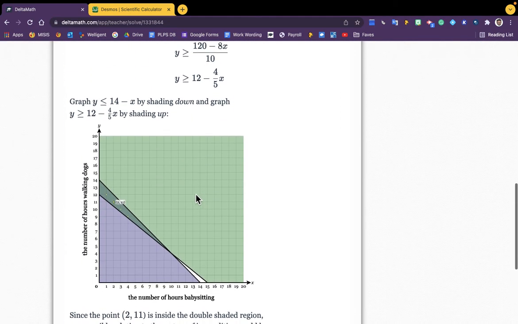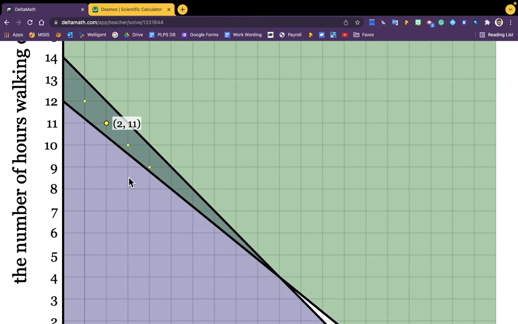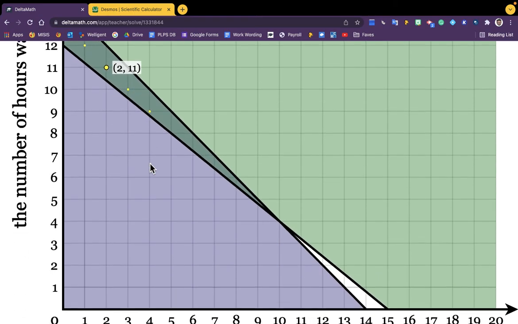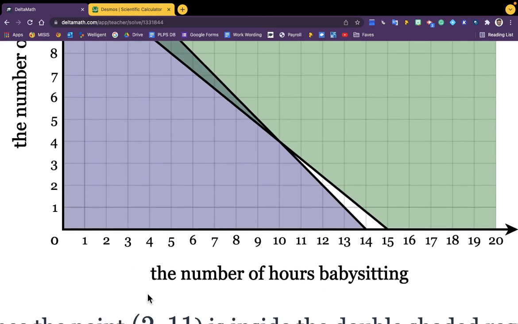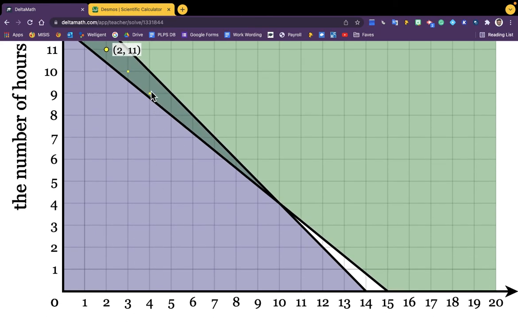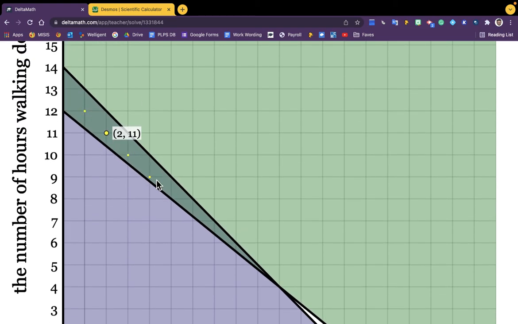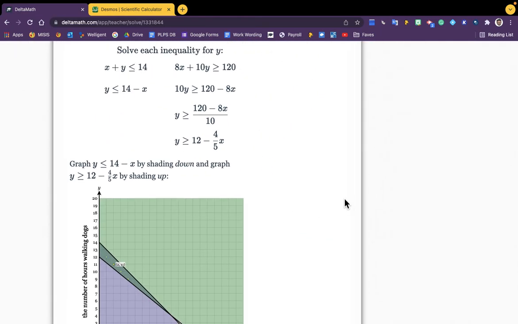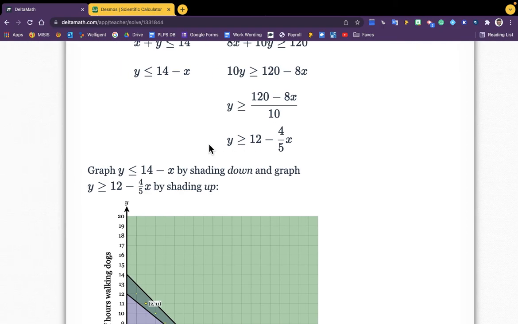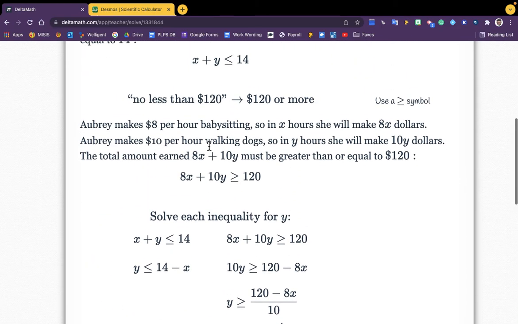So here, let me show you. Any one of these could have been the answer. Look, here's one that I didn't cover. 4 hours babysitting and 9 hours walking the dog. You could have picked any one of these because these were all in the green. Okay? And that, kiddos, is how we do this assignment.